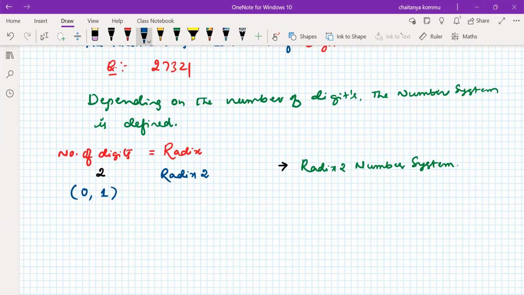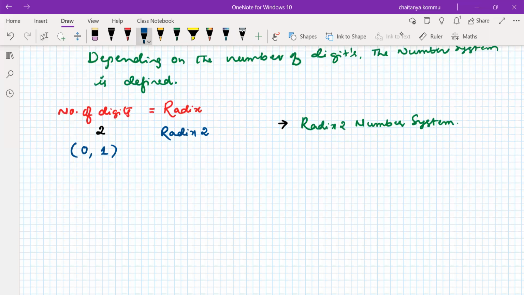Right? So for example, I'll write one thing. 1 0 1 0 1 1 0 1. So this is a big number. For example, A is equal to something like this. This is one big number. That means you can see in this number, we don't find any digit other than 0 and 1.